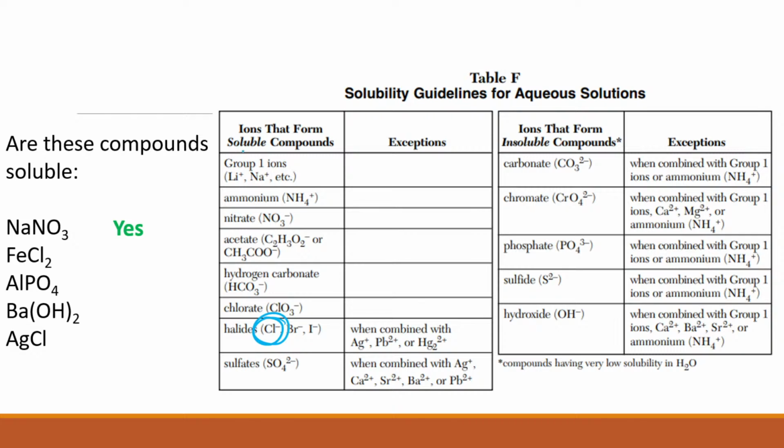Chloride is normally soluble, and it will be soluble for most things. The only times it's insoluble is if it is paired with an exception. Iron is not one of the exceptions, so this substance is also soluble.